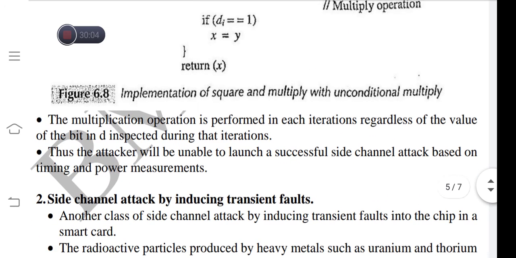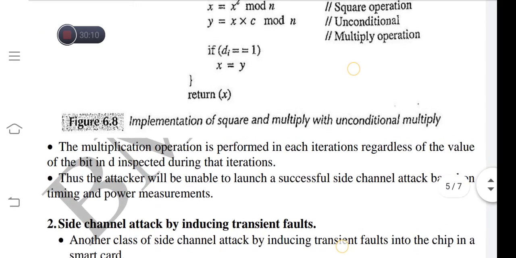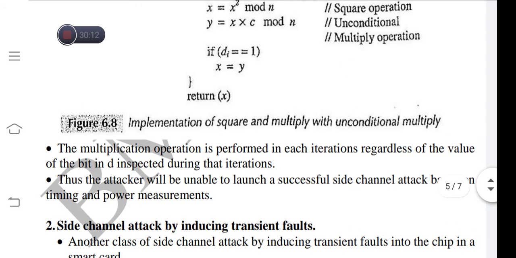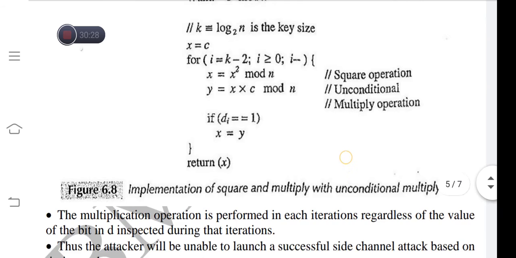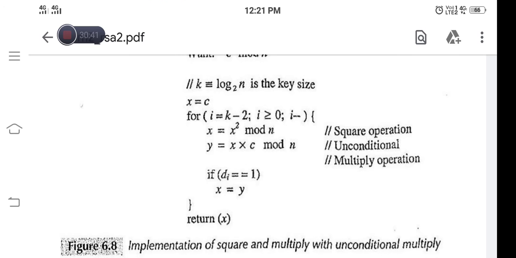So in each iteration, regardless of the value of the bit in D which is inspected during that particular iteration, the multiplication is performed. Now the attacker will be unable to launch a successful side channel attack based on the timing and power measurements. So this is one of the approaches to overcome the side channel attack, which is based on timing and power consumption. The code 6.8 can be used.